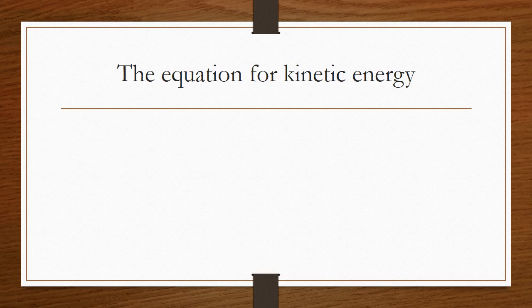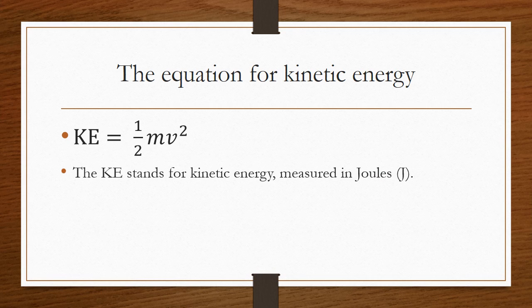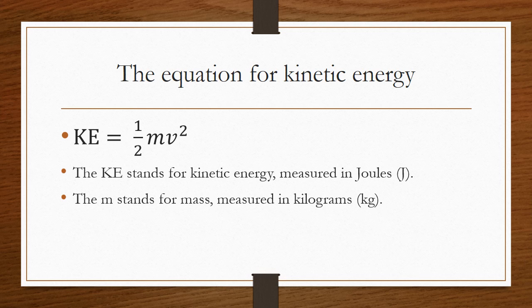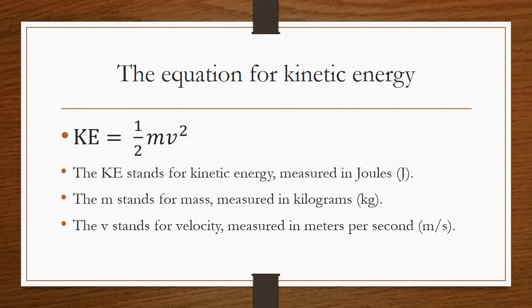The equation for kinetic energy that's on the BCPS formula sheet is KE equals 1/2 mv squared, where KE stands for kinetic energy measured in joules, just like work. M stands for mass, measured in kilograms, and v stands for velocity, measured in meters per second. So only the v is squared, not everything else, just the velocity.